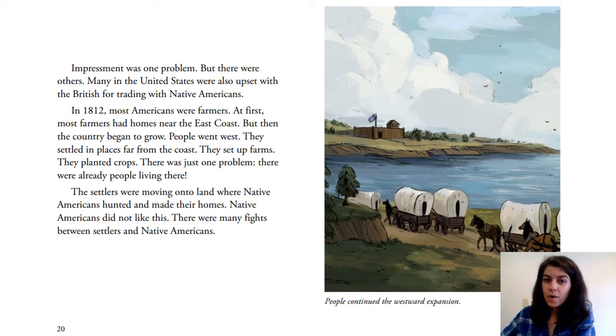And then, why was this a problem? Because people already lived there. So Americans went west to build farms, but people were already there.